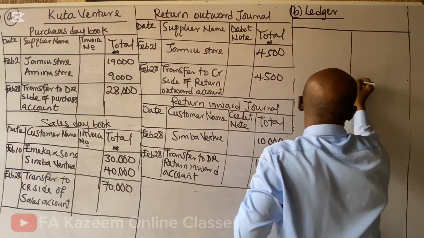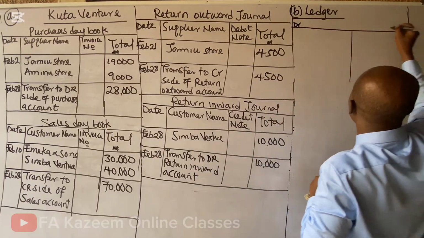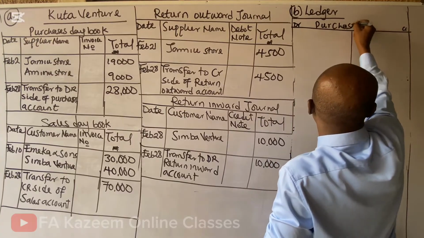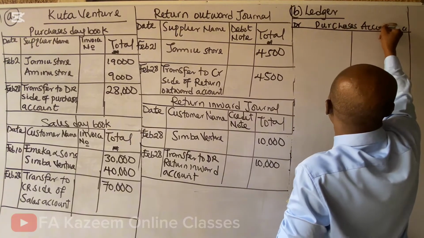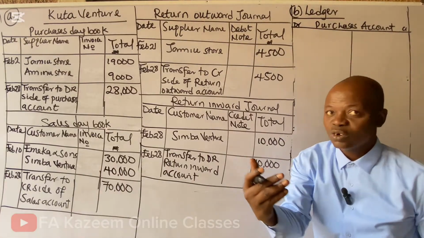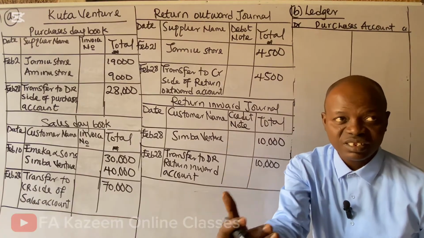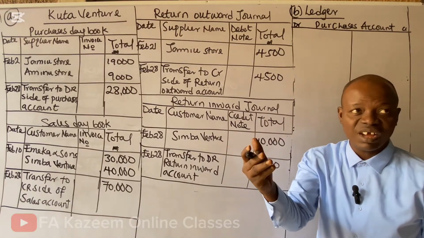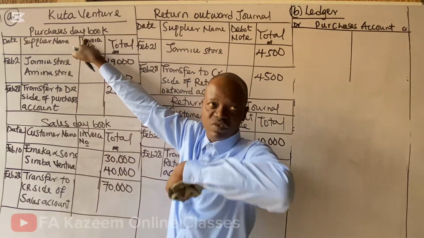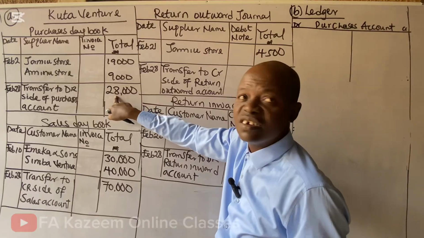Now this is where we will see who is the receiver and who is the giver. And let's start with purchases account. The question is this: purchases. Conta Venture is receiving goods, and we said debit the receiver and credit the giver. Now, this stands for goods they have received, bought goods. Now, the ledger will show us that they are receiving. How many goods did they receive in total?